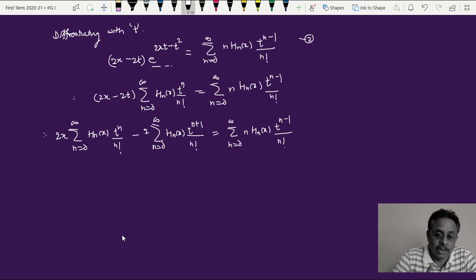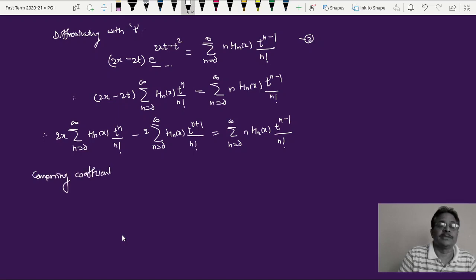Now what we have to do? I have to make sure that each term has t raised to n upon n factorial, or t raised to n. So we equate the power of t raised to n. For that I have to make a change in the second term on the left hand side as well as the first term on the right hand side. In the second term I have to replace n by n minus 1, then I'll get t raised to n. In the last term on the right hand side I have to replace n by n plus 1, then I'll get t raised to n. So accordingly making these changes. So right here, comparing coefficients of t raised to n.